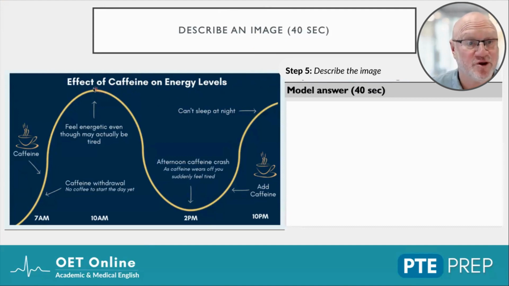So this image shows the effects of caffeine on energy levels between the hours of 7 a.m. and 10 p.m. When people wake up in the morning, they often have limited energy levels. Therefore, they drink a cup of coffee, and by 10 a.m., they're going to feel quite energetic, even though they might actually be tired. Following that, we can see that there is a caffeine crash, and by 2 p.m. in the afternoon, people feel their tiredest. In order to combat that, more caffeine can be ingested.